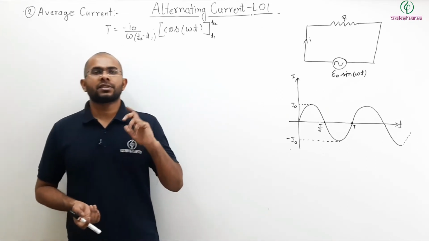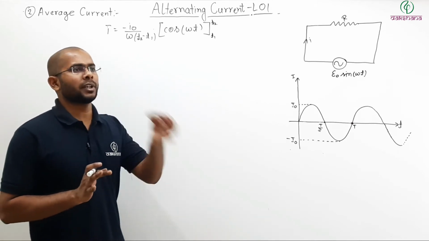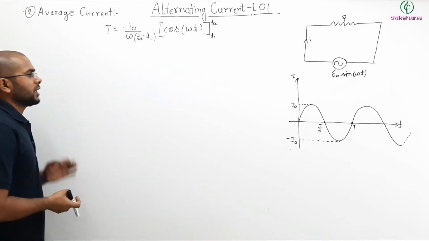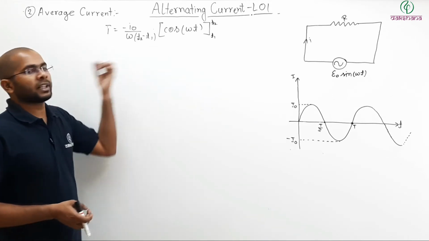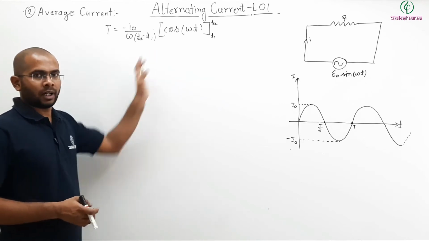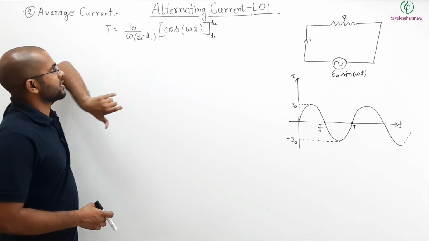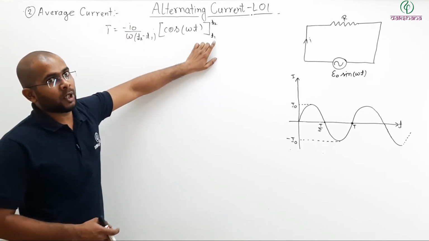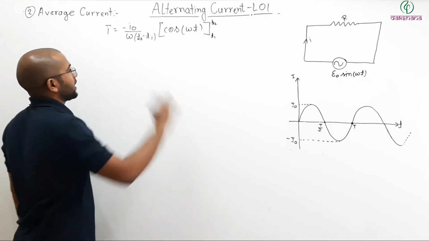So we have just derived that for any given time period t1 to t2, if you want to know the average value of a sinusoidal AC, then it can be calculated like this. We have already derived how this came to be. I naught is the maximum current, omega is the angular frequency, t1 is the starting point of time, t2 is the end point of time, and cos omega t.